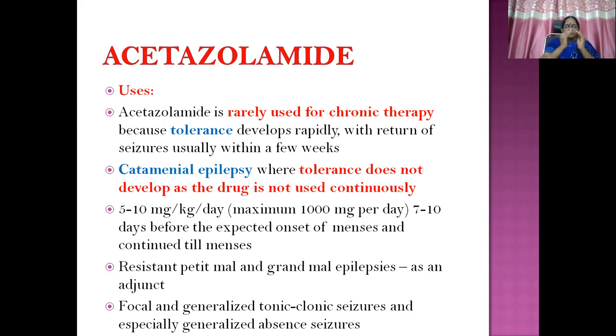That happens only once in a month, and also for a few days. So this molecule can be used for that particular condition, because we are not going to use it for a chronic period of time. So tolerance is not a problem in that case. The dose to be given is 5 to 10 milligrams per kg per day, maximum up to 1000 milligrams per day, and it has to be given for 1 week or 10 days before the menstrual cycle, till the menses completes. Then it is also indicated for resistant petit mal and grand mal epilepsies as an adjunct therapy, and focal and generalized tonic-clonic seizures, and especially generalized absence seizures.